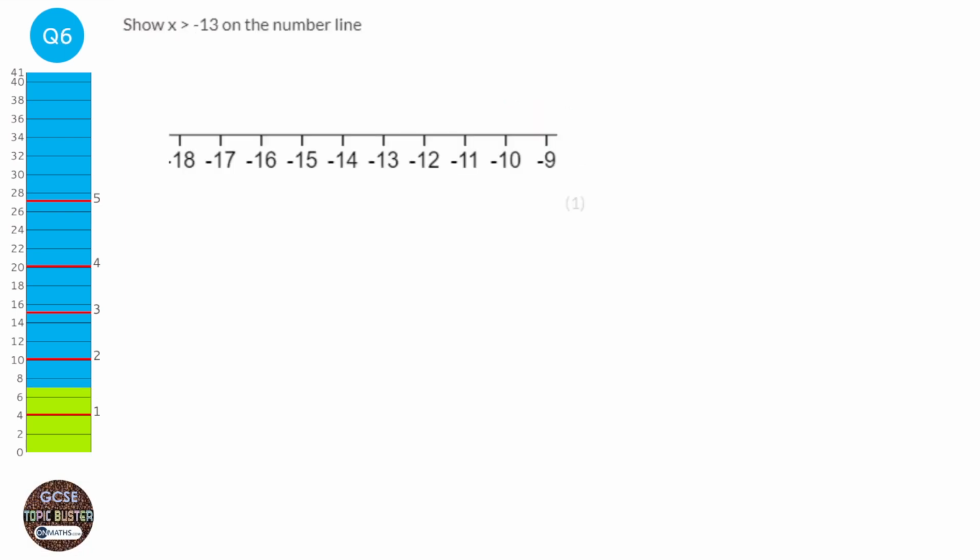We're going to start off with a dot at minus 13. And it says that x can be greater than minus 13. And greater is to the right of that. And it goes on forever, so we just put a little arrow saying it goes on forever. Last thing we do is check to see whether it's hollow or a filled in dot. Well, this cannot be equal to minus 13, so it remains a hollow dot.